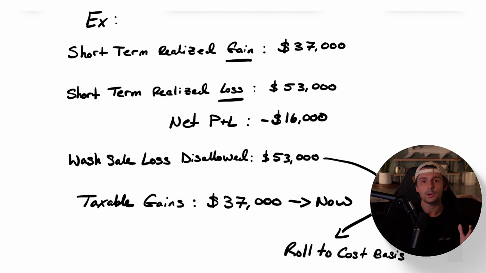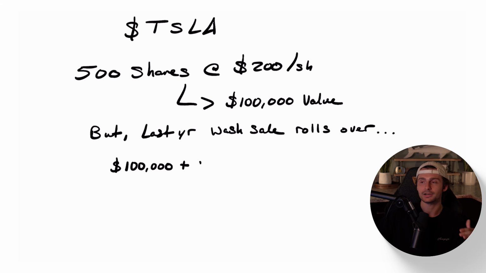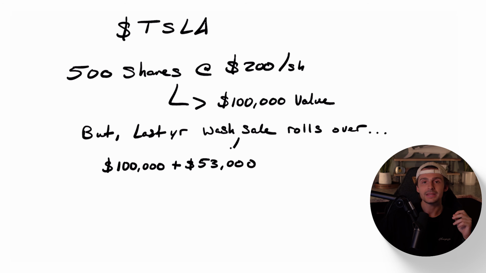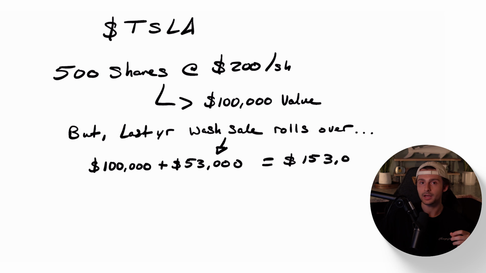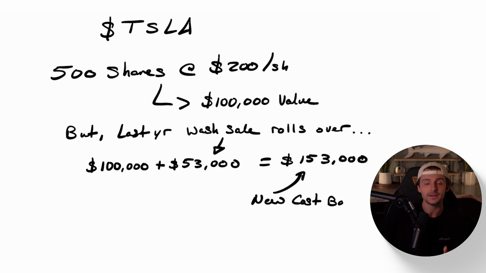Now, those $53,000 in losses that you've realized over the course of the year just get deferred and keep rolling into the cost basis of your current position on Tesla. So if you ended the year holding a position in Tesla, you can think of it as those shares now have a massively inflated cost basis. Let's say your final open position on Tesla is 500 shares at $200 per share. That's $100,000 of market value. Because of the $53,000 in disallowed losses, your new cost basis actually becomes $100,000 plus the $53,000, to be $153,000.